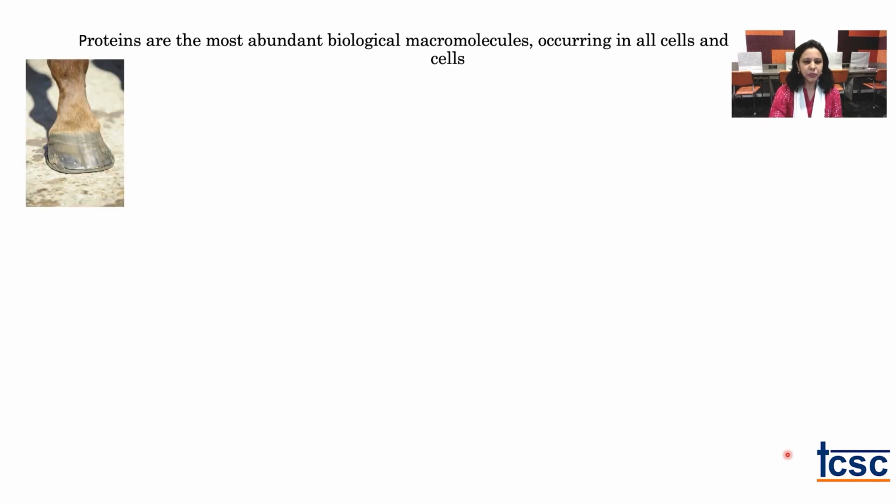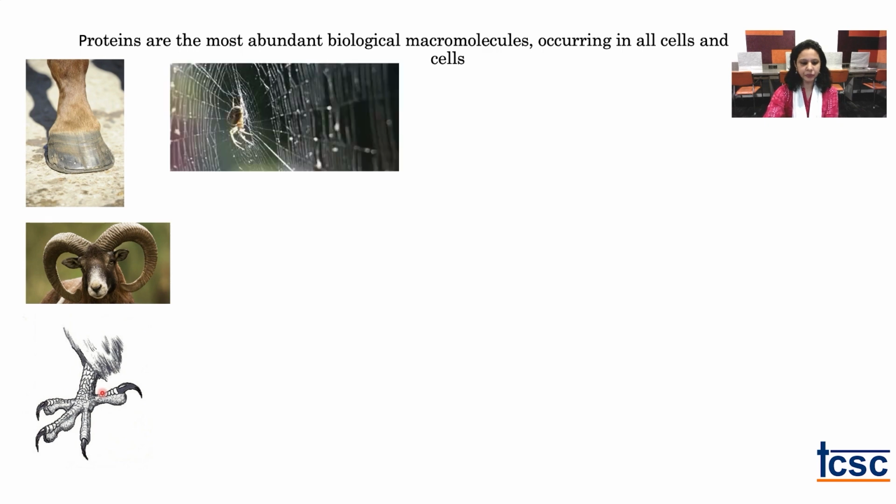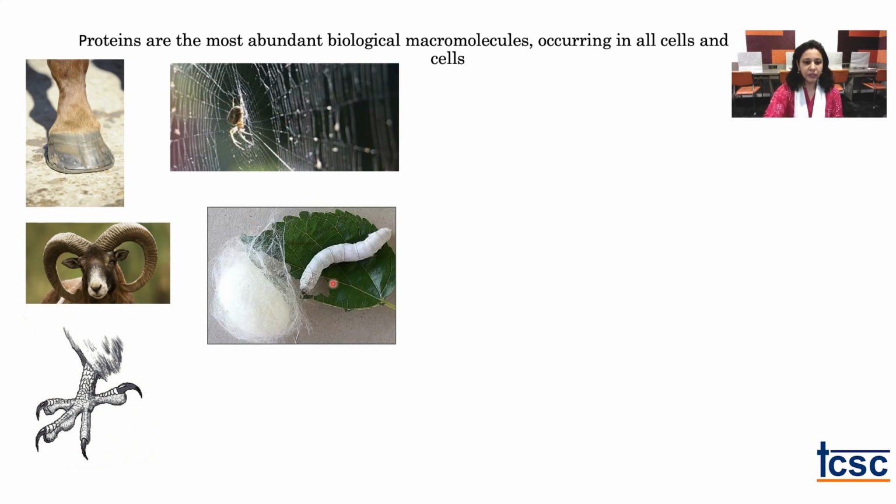If you look at some of the proteins that we have, proteins form the hooves of cattle. They also form the horns of most of the animals. They are also present in the claws of birds. The spider's web, which is a very interesting molecule, which is characterized by its tensile strength and elasticity, is also a protein. And very interestingly, the silk obtained from silkworm is also a protein.